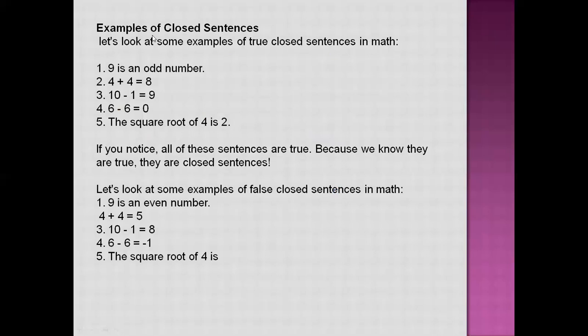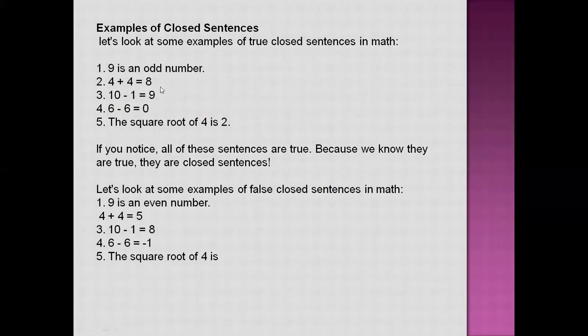Now examples of closed sentences. You can learn more by observing more examples. Now, true closed sentences in mathematics. 9 is an odd number. Yes, 9 is an odd number. 4 plus 4 is equal to 8.